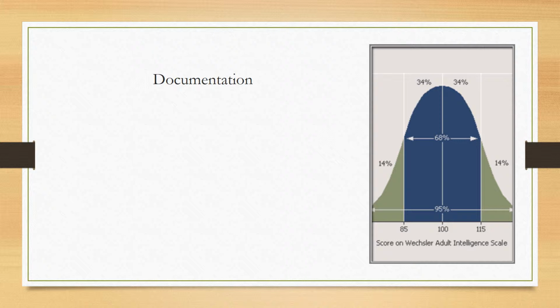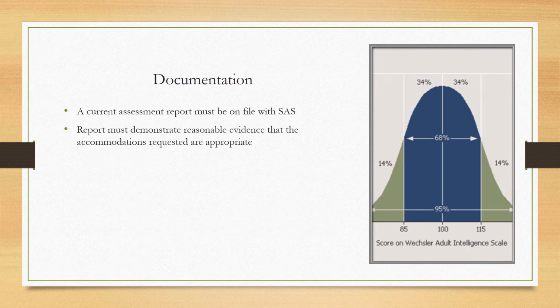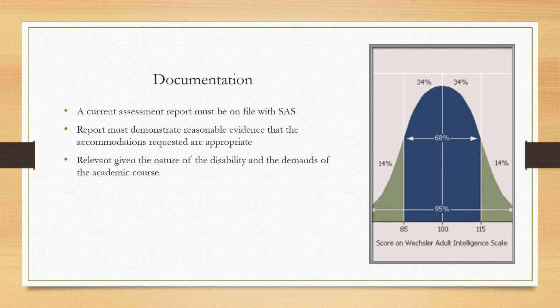Documentation. In order for SAS to support a student's request for accommodations, a current assessment report must be on file. This report must demonstrate reasonable evidence that the accommodations requested are appropriate and relevant given the nature of the disability and the demands of the environment for which they are being recommended. All documentation must be reviewed and approved by SAS staff.